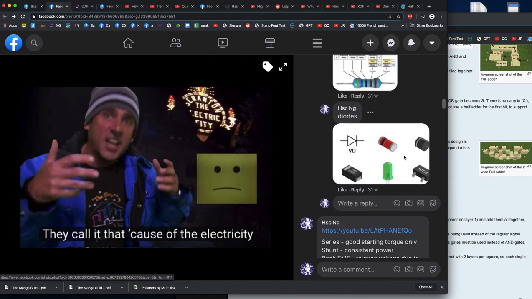We've talked a little bit about diodes, and we've said that diodes will only work on DC circuits, and diodes only allow electricity to flow in one direction.